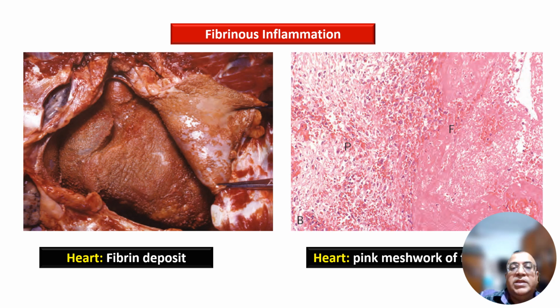These pictures are showing the morphological appearance of fibrinous inflammation. Here, in this picture, fibrin deposits are present on the pericardium, while the microscopic appearance of the fibrin is a pink meshwork of this material that is present over the pericardial surface.